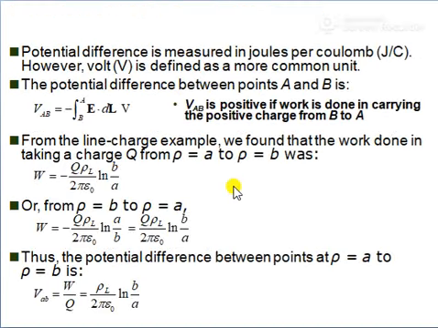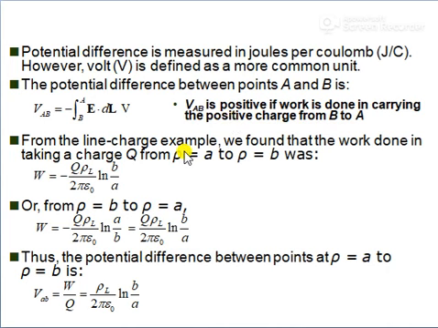Now next, potential difference is measured in joules per coulomb. However, the volt is defined as a more common unit. The potential difference between points A and B is VAB equal to minus integration, with initial and final conditions A and B, of E dot dl. VAB is positive if work is done in carrying the positive charge from B to A, right?